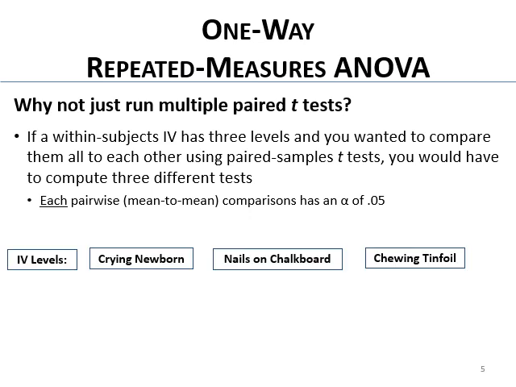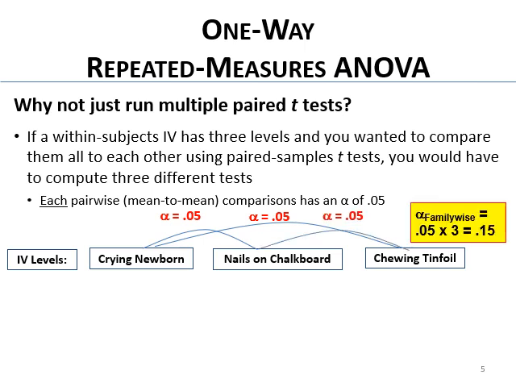So, for example, here's the one with the annoying noises. You'd have one test there, crying newborn to nails on a chalkboard. You'd be comparing the errors they made under those 2 conditions. That's an alpha of 0.05. The next one you do is probably crying newborn versus chewing tinfoil. That's another alpha of 0.05. You can probably tell where this is going. Nails on the chalkboard versus tinfoil. That's another 0.05. Together, across this family of tests, you've got an alpha level of 0.15 family-wise. So we call that your family-wise alpha level. You've got a 15% chance of making a type 1 error, not a 5% chance.